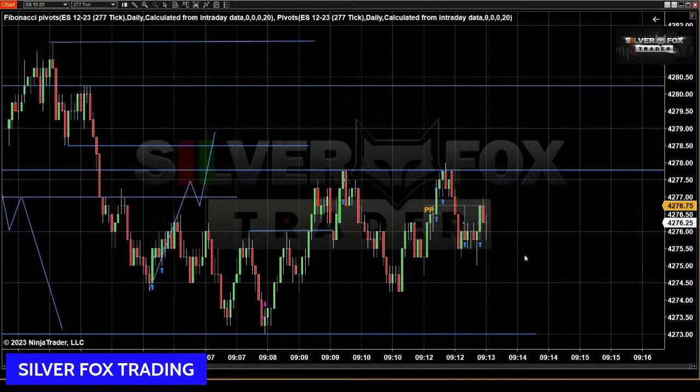Okay, let's make this clear. The question on Facebook: we're not saying it's not going down. We're going by the candles. Look, you got two hammers, then you get an engulfing bar. This has to push up. Not that it has to push up, but that's what it's telling you. It's trying to push up.